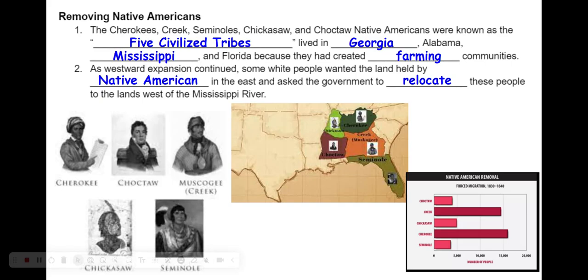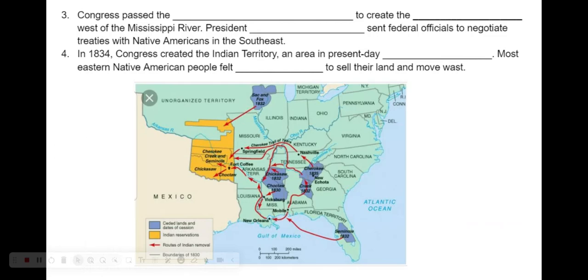Chickasaw, and Seminole. So, in number three, Congress passes the Indian Removal Act in 1830, and it creates the Indian Territory west of the Mississippi in what I was saying is present-day Oklahoma. But if you look at the map here, there's also territory that would be more likely in present-day Kansas.